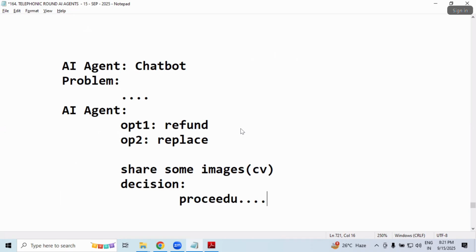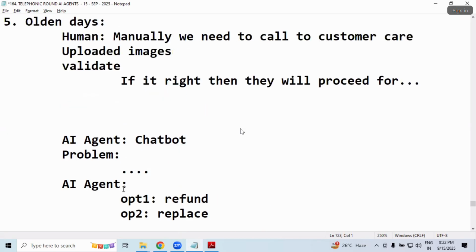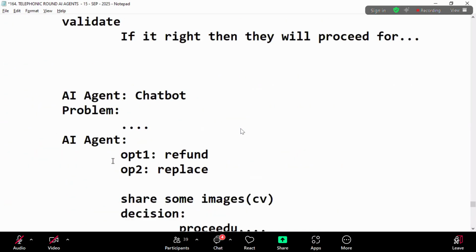All customer service jobs are done with AI agents. Recently I heard HR jobs also. From here onwards, telephonic interviews will be called by AI agents. I heard AI agents will make calls. One company has already started.